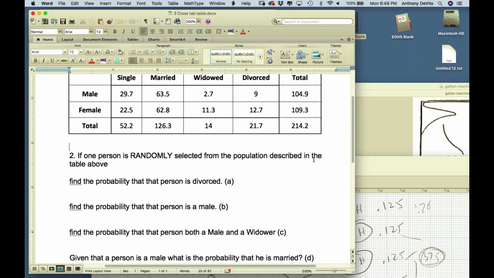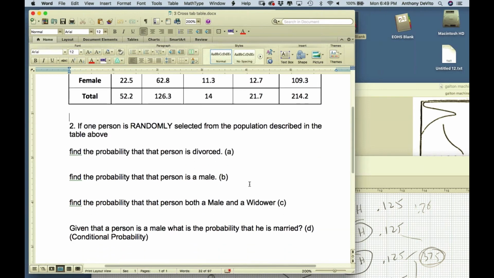Okay, good. What's the probability that a person is male? If I randomly sample one person in the United States, what's the probability that person is both male and divorced?